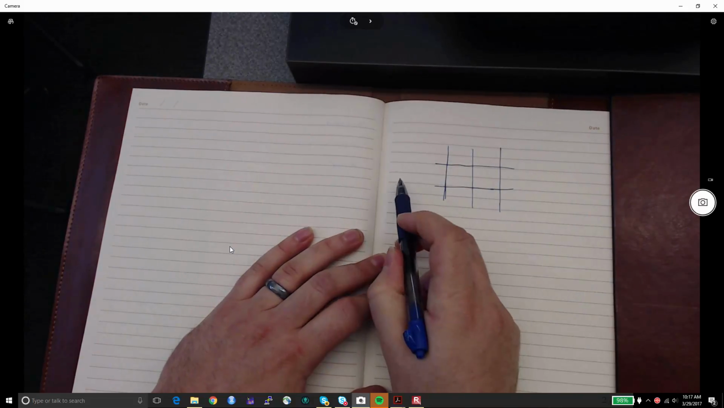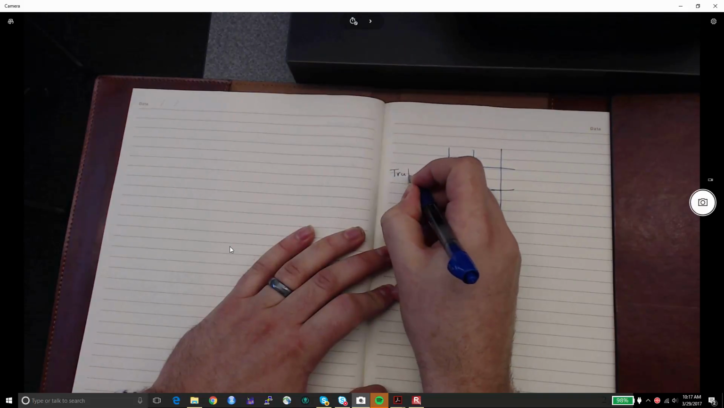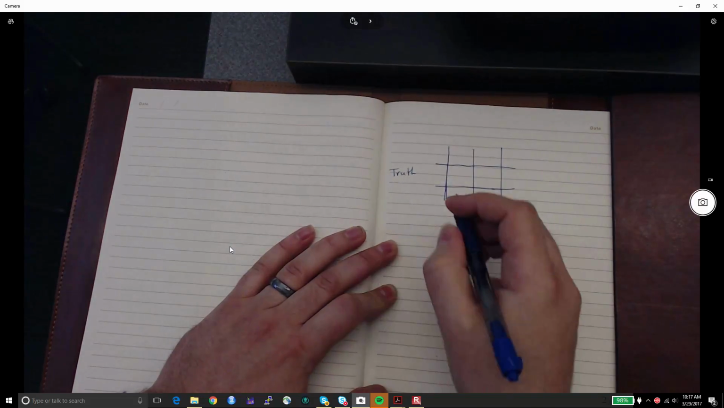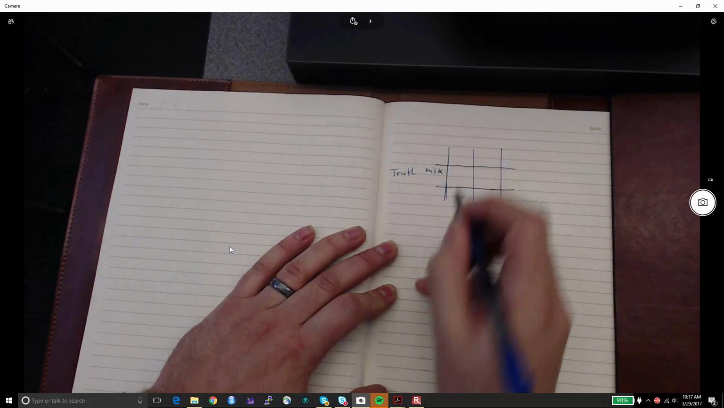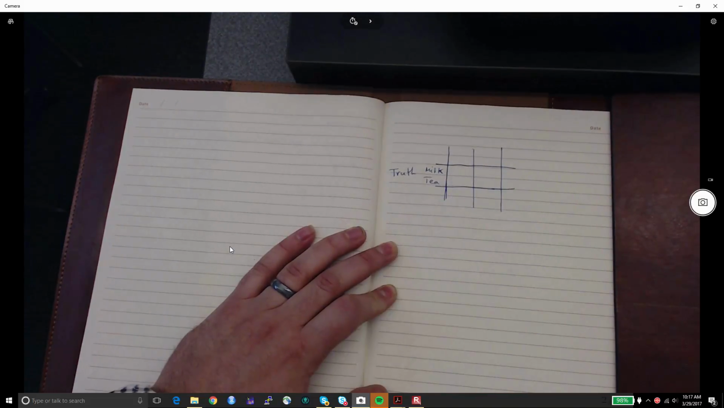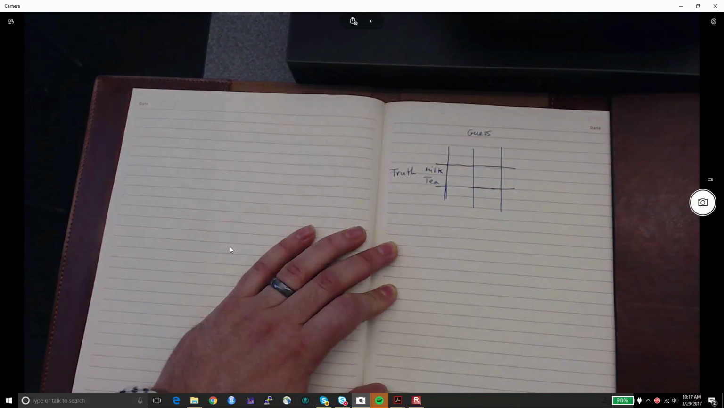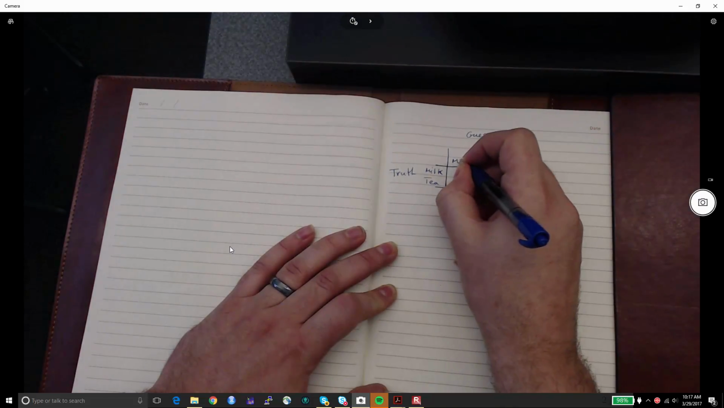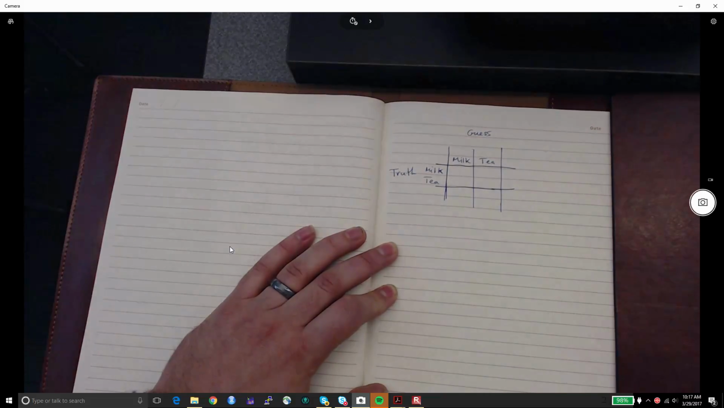So on the x-axis here, we have the truth, and this would be milk added first or tea added first, right? And then up here you can have the guess. This is what the person guessed. Did they guess that milk was added first, or did they guess that tea was added first?